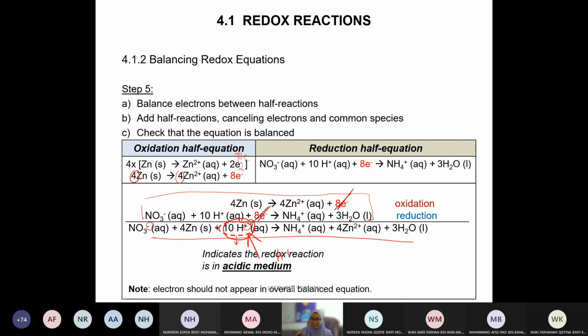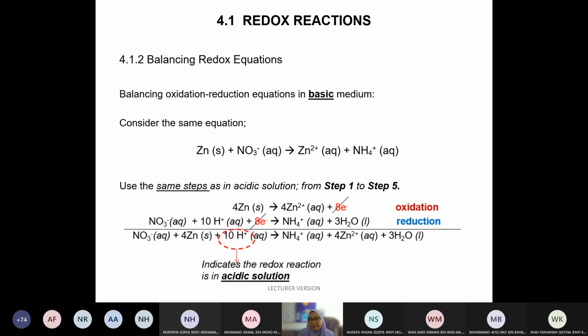Ya, itulah steps yang kita akan lalui in order to produce balanced equation in acidic condition. Okay, what if the question asks in basic medium ataupun in basic condition, guys? Okay, maksudnya bila basic, you boleh imagine just now we have H plus. For basic, that means we are not going to have H plus. We are going to have OH minus.